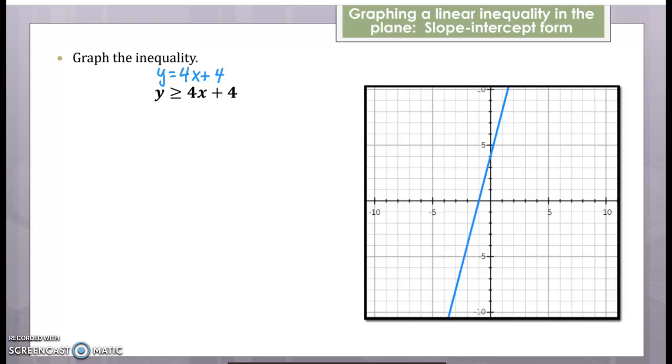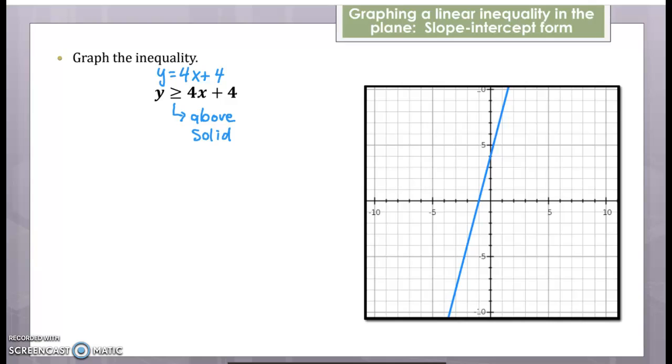And then we fill in our line, right? That is the line y equals 4x plus 4. However, we want to graph the inequality. When we have a greater than symbol, that means we're going to shade above the line. When we have an equal to sign, that means it's going to be solid. If it is not an equal to sign, then it becomes a dashed line. But here I filled in my solid line.